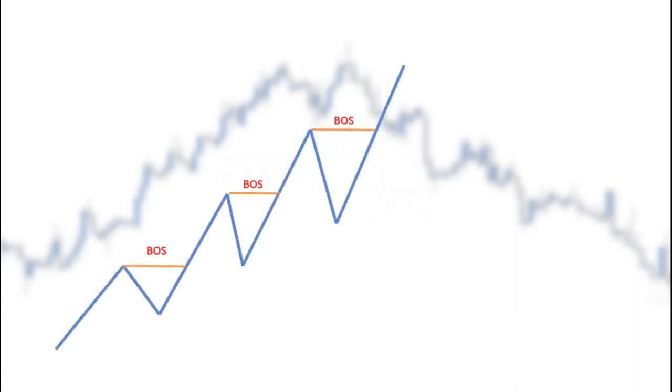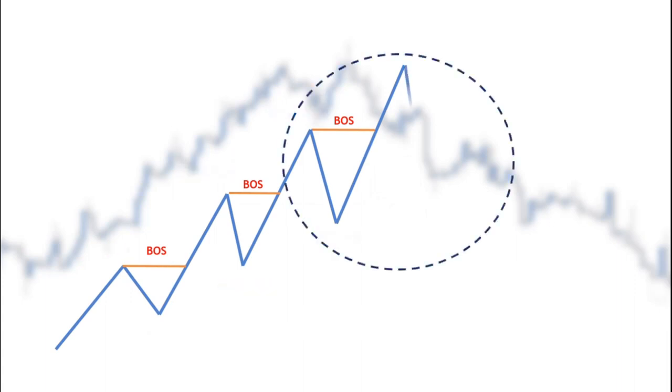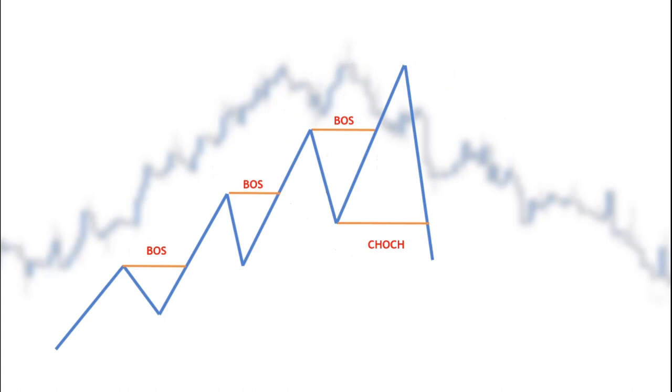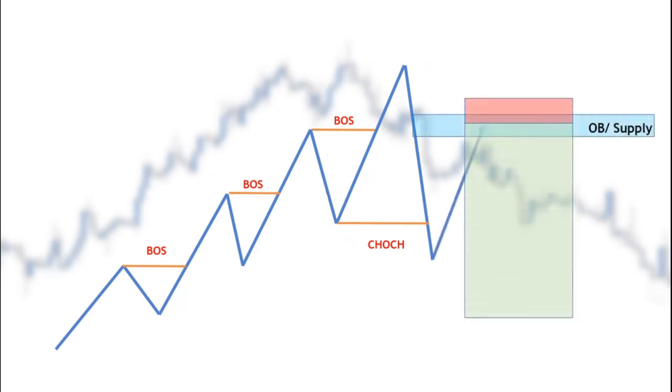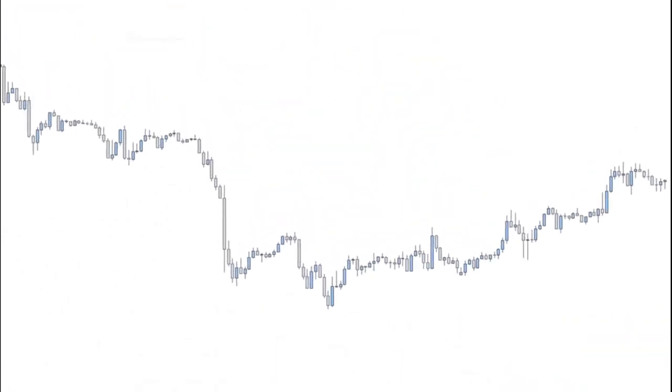So guys, let's continue. As you can see, there's an uptrend, in which the price couldn't make a higher high, and breaks its last higher low, and forms a change of character. Let's take a look at the chart and see whether we can spot the CHOCs in the market or not.